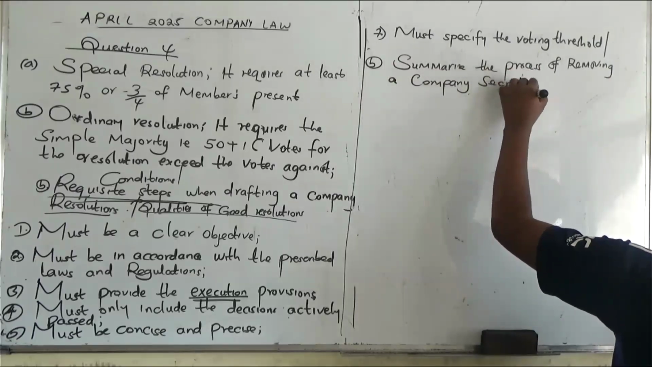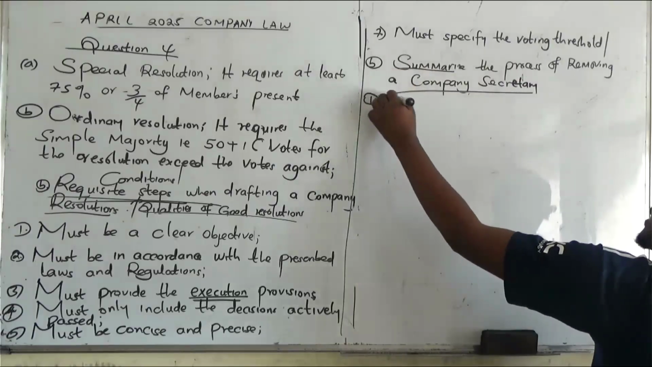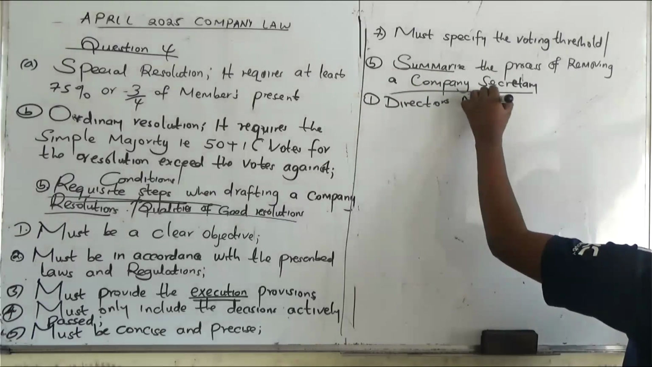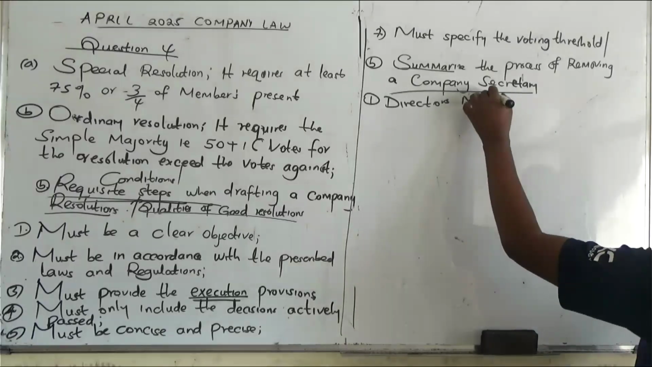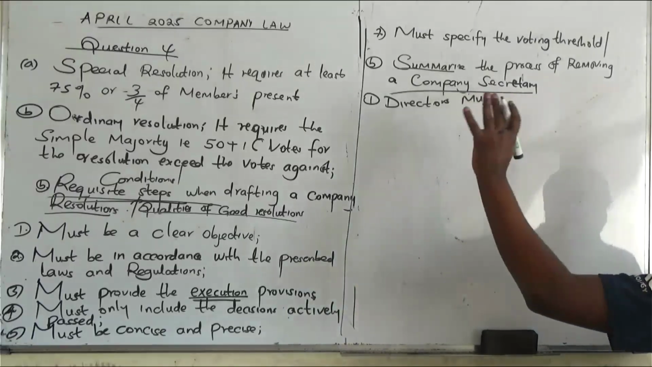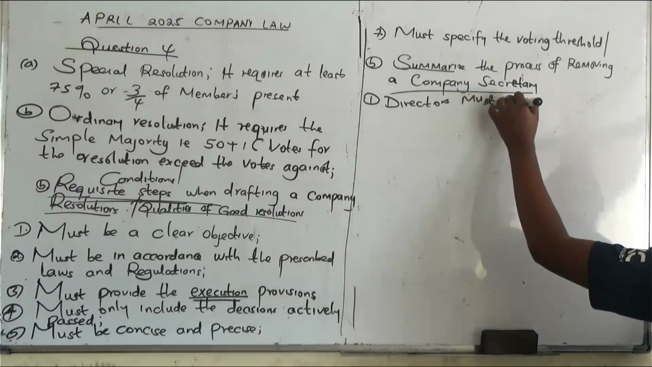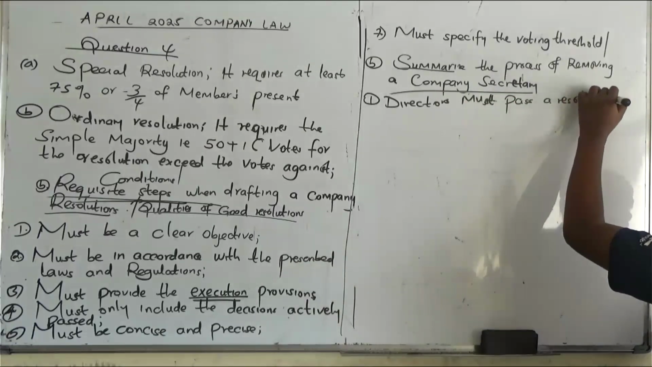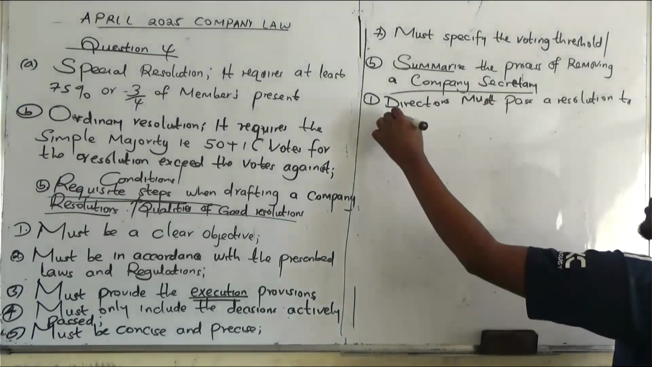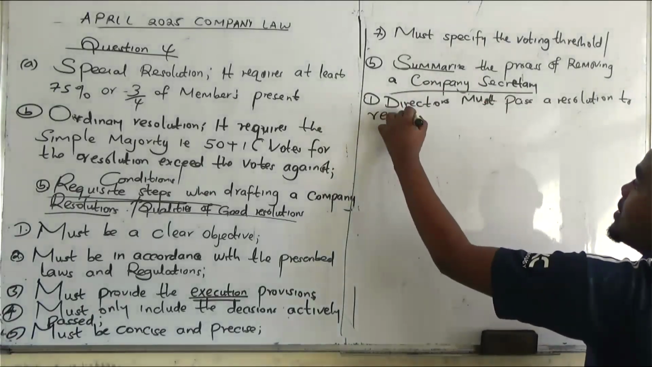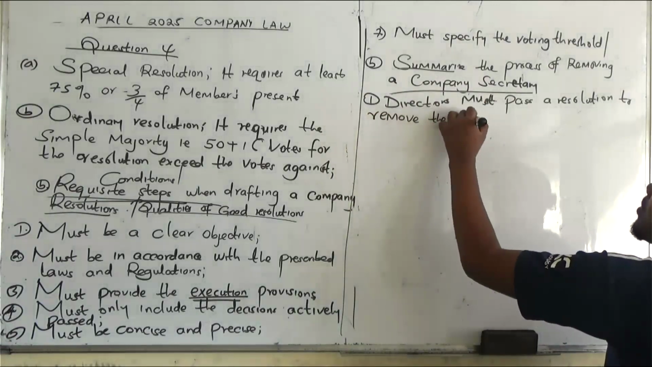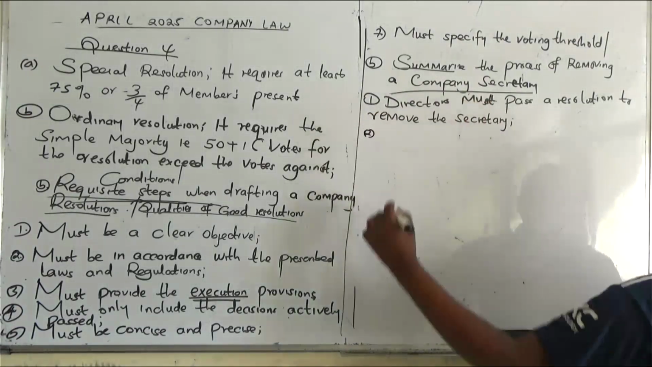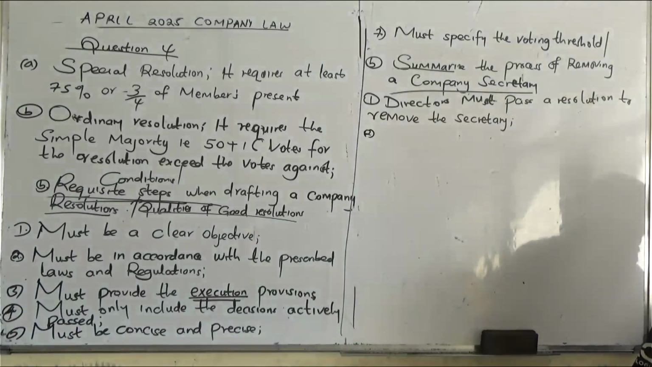Let me put the main points. The directors must pass a resolution actually. It does not specify either ordinary or special, so use the one that says they must pass a resolution to remove the secretary.